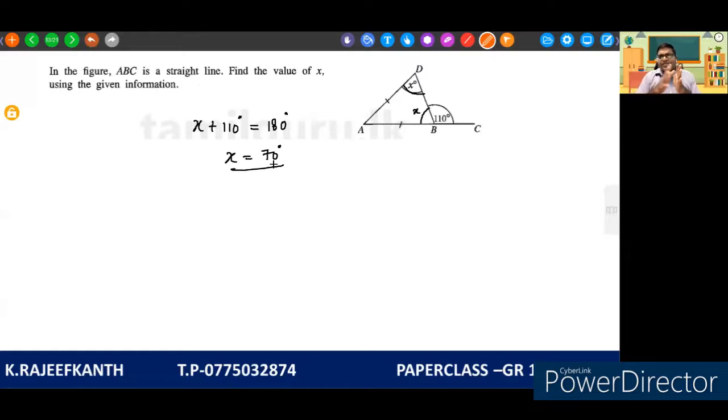Right? So here there is no need to apply the theorem exterior angle is equal to interior opposite angles. I thought they had given an exterior angle, but no, so here we don't need to apply that theorem. So we only have to know that opposite angles of equal sides are equal, and the second one, the sum of adjacent angles on a straight line is equal to 180 degrees. So x is equal to 70 degrees.